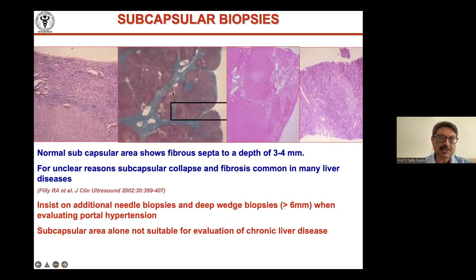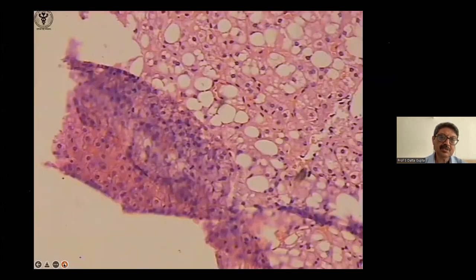Normally just below the capsule, there's a lot of chronic inflammation. This is normal. Why it happens, people do not know. And therefore, if your needle passes through this, you can misdiagnose this as chronic hepatitis with some fibrosis. And look at these septa, how they go in. A needle biopsy going through this, you may say there's a lot of fibrosis, whereas in the deeper area, there's no fibrosis. Therefore, a needle biopsy or a wedge biopsy should be at least 4 millimeters or more deep into the liver tissue, right? So this is very important.